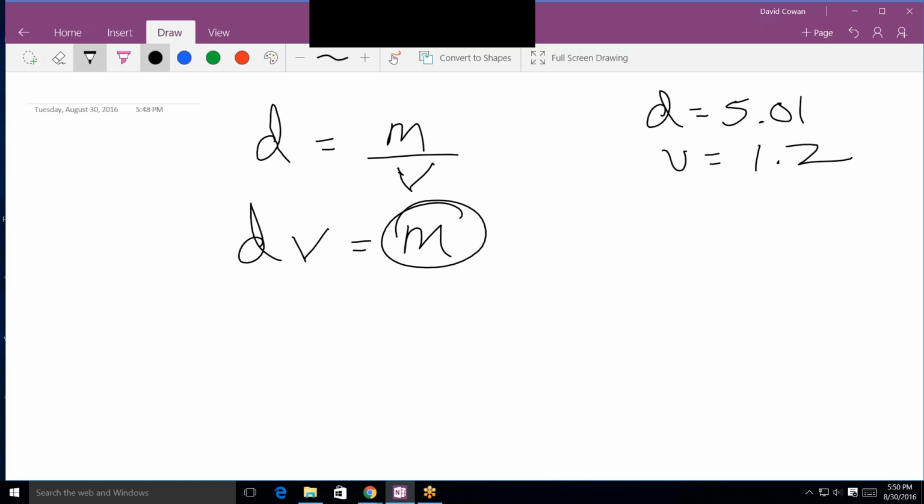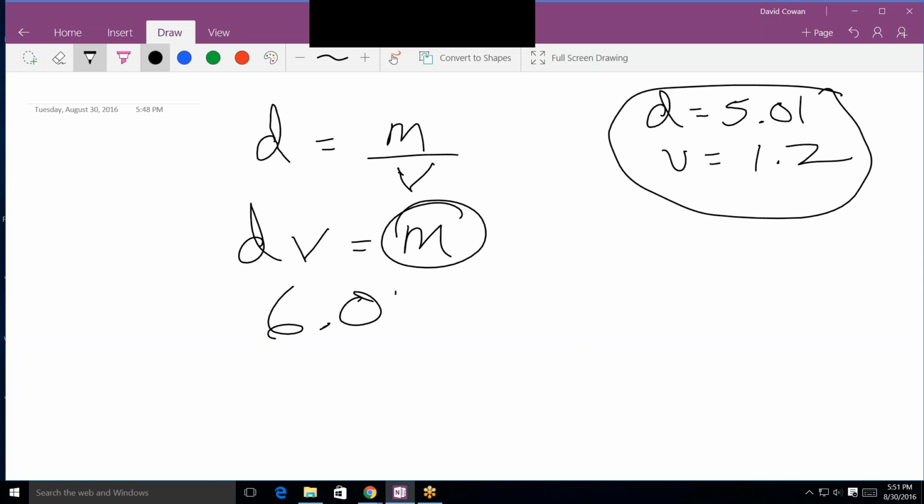If you're going to start having problems like this, you do need to have your calculator with you. Okay. I don't have my calculator, but I have my phone. Okay. Well, the thing is that nobody expects you to be able to do that by hand. That's a calculator question. 6.012 equals m. Okay. And that's it.